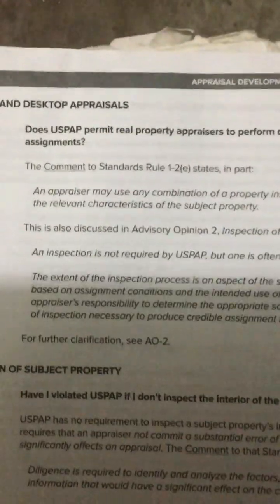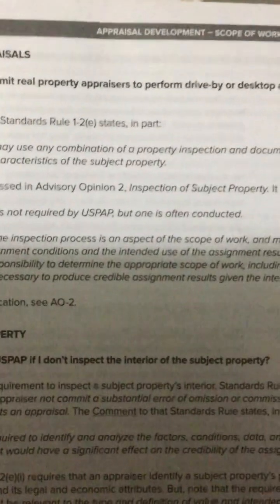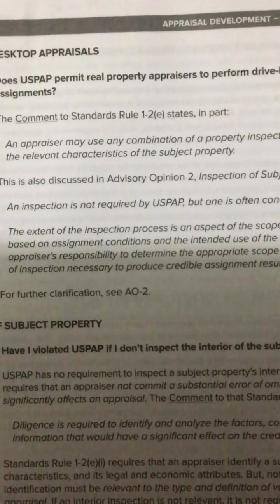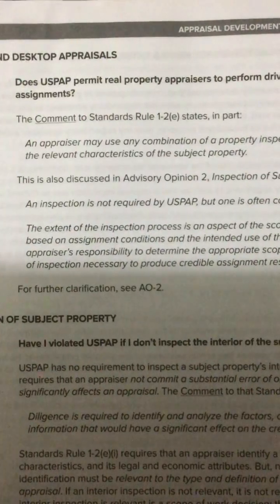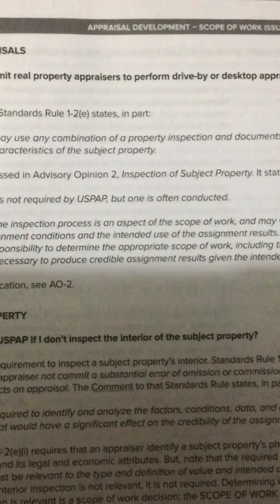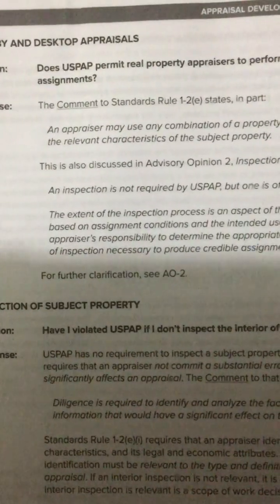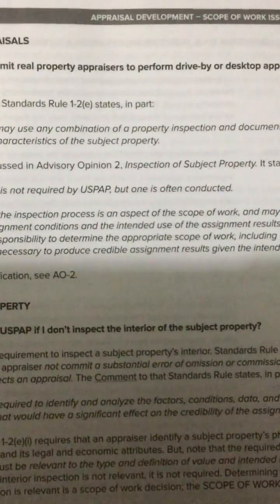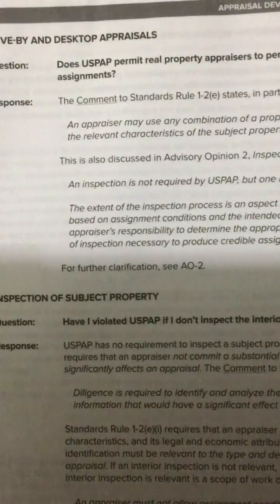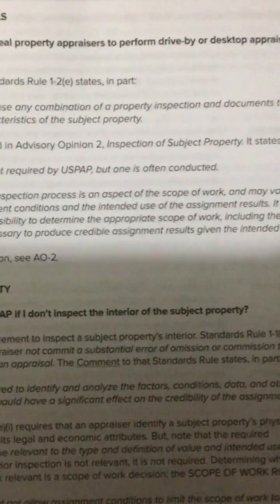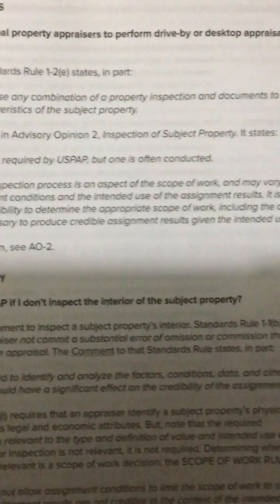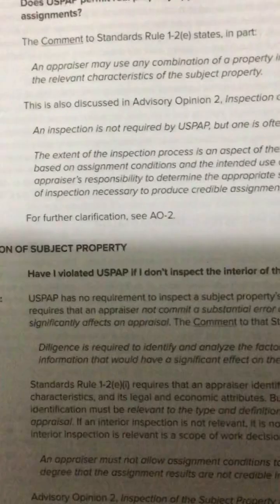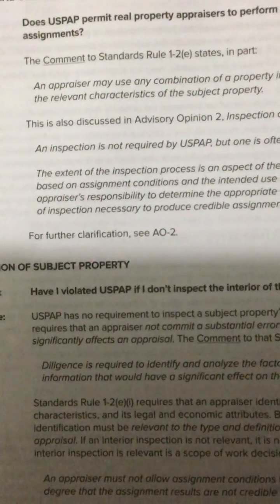This is also discussed in Advisory Opinion Number 2, Inspection of the Subject Property. It states, an inspection is not required by USPAP, but one is often conducted. The extent of the inspection process is an aspect of the scope of work and may vary based on assignment conditions and the intended use of the assignment results. It is the appraiser's responsibility to determine the appropriate scope of work, including the degree of inspection necessary to produce credible assignment results, given the intended use. For further clarification, see Advisory Opinion Number 2.